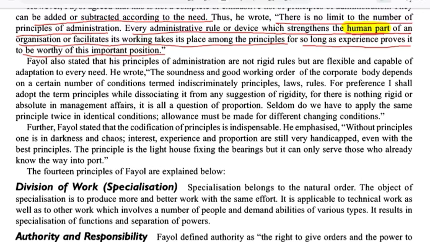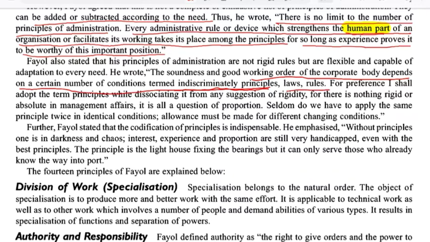As he wrote, the soundness and good working order of the corporate body depends on a certain number of conditions termed as principles. Means the good working order of a corporate body, of a company, depends on a certain number of conditions, rules and regulations which are known as principles.